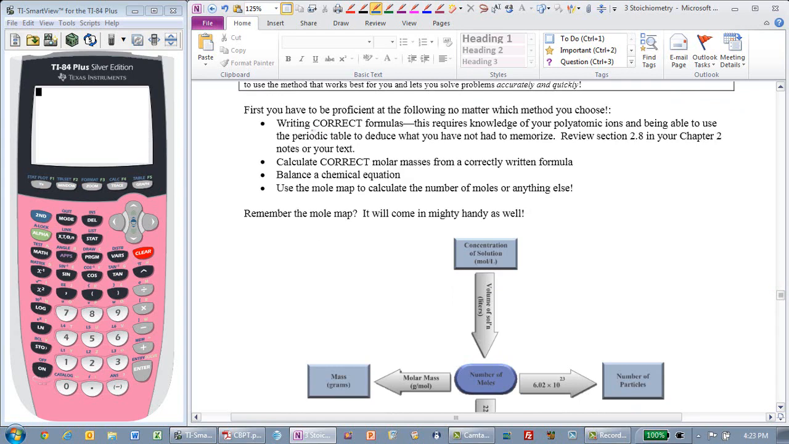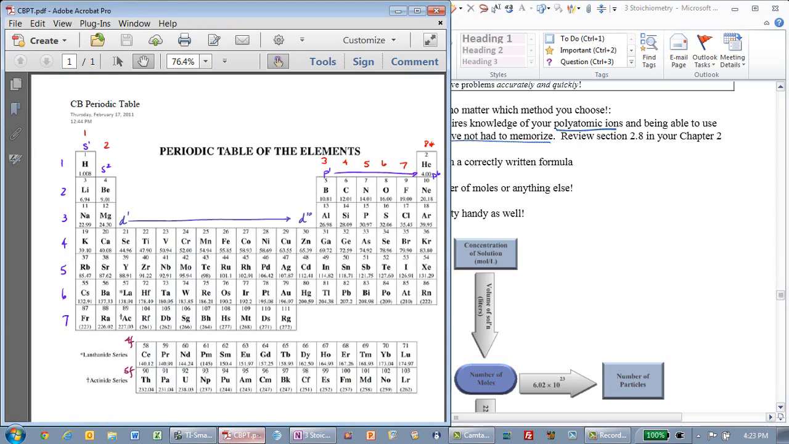So you have to be able to write correct formulas. That requires knowledge of some polyatomic ions and being able to use the periodic table to deduce what you have not had to memorize. Let's take a moment. That means that all of these guys here traditionally make +1s. These make +2s as their oxidation states. Starting at the opposite end over here, these are the noble gases.